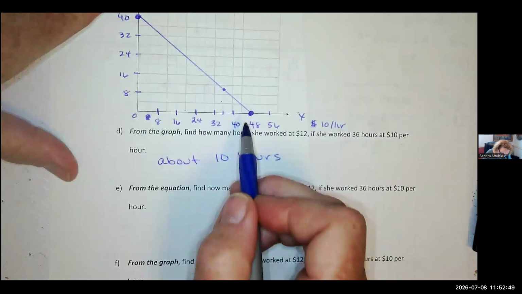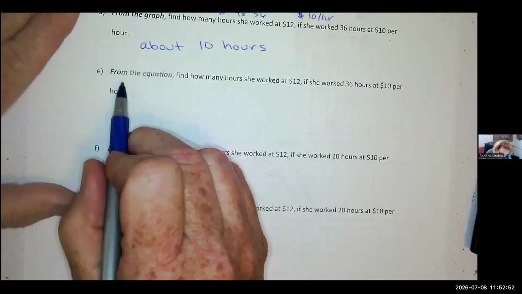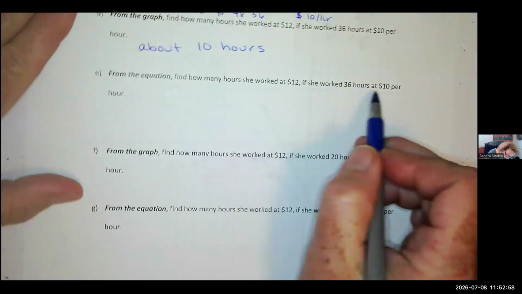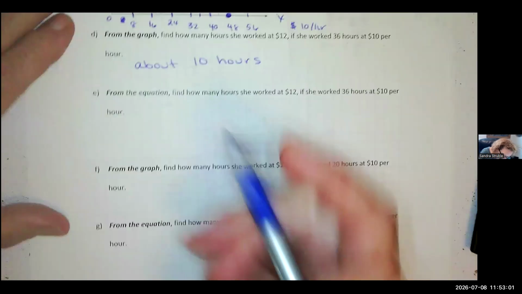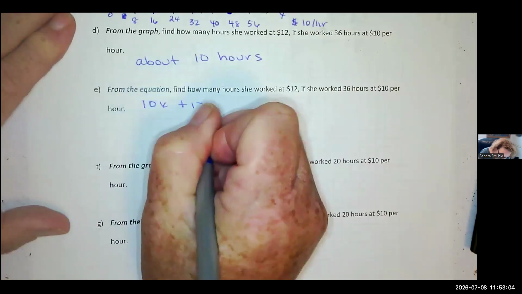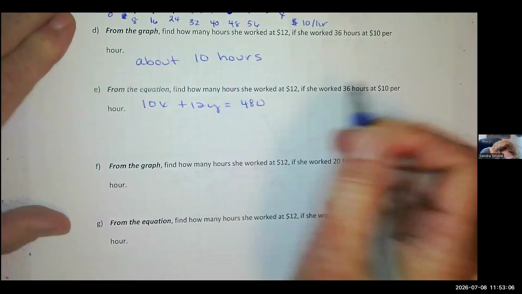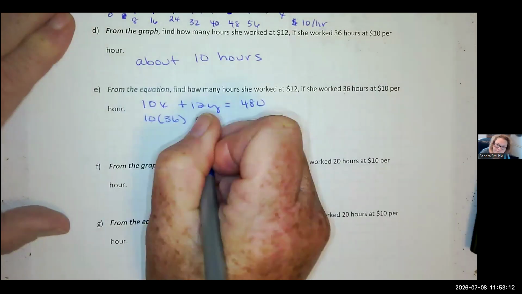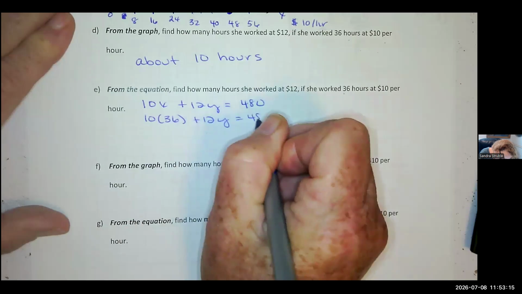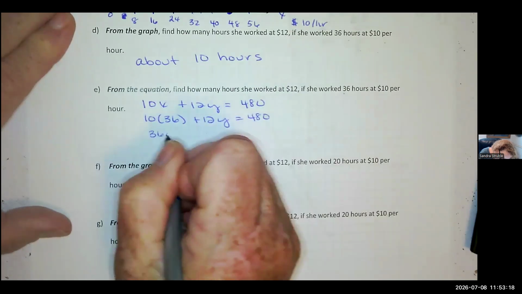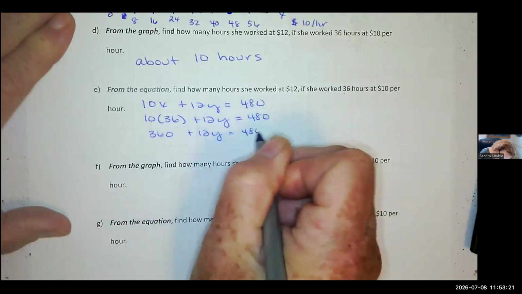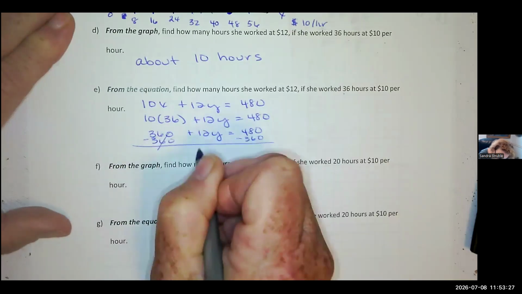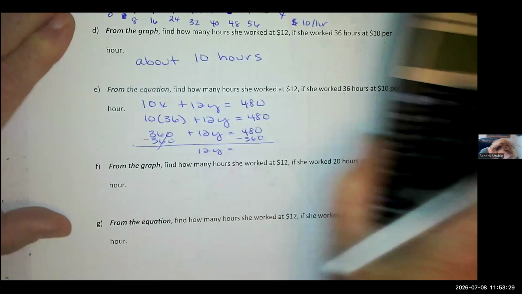The next one says from the equation, find how many hours she worked at $12 if she worked 36 hours at the $10 per hour. So now we need to go back to our equation, which is 10x plus 12y is equal to 480. And we're going to plug in 36 for our 10 and solve for y. So that'd be 360 plus 12y is equal to 480, subtracting 360 from both. This is 0. 12y is equal to 480 minus 360 is 120.